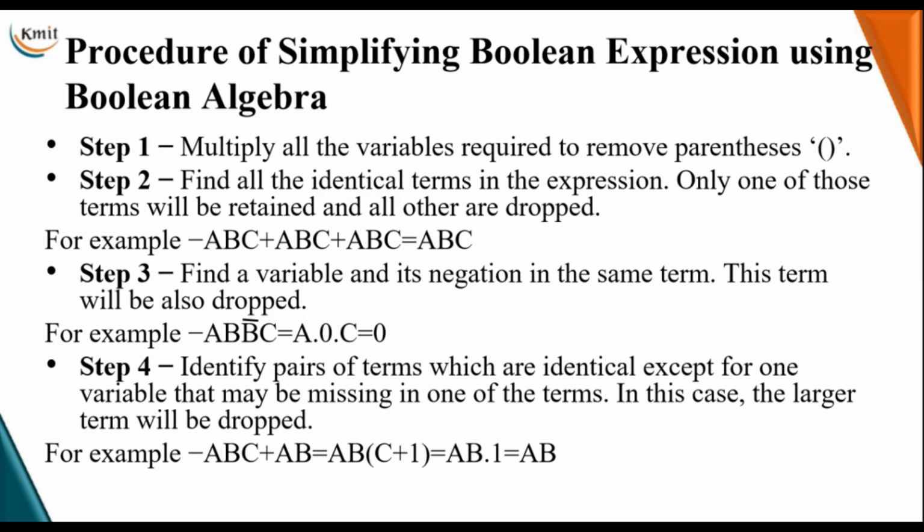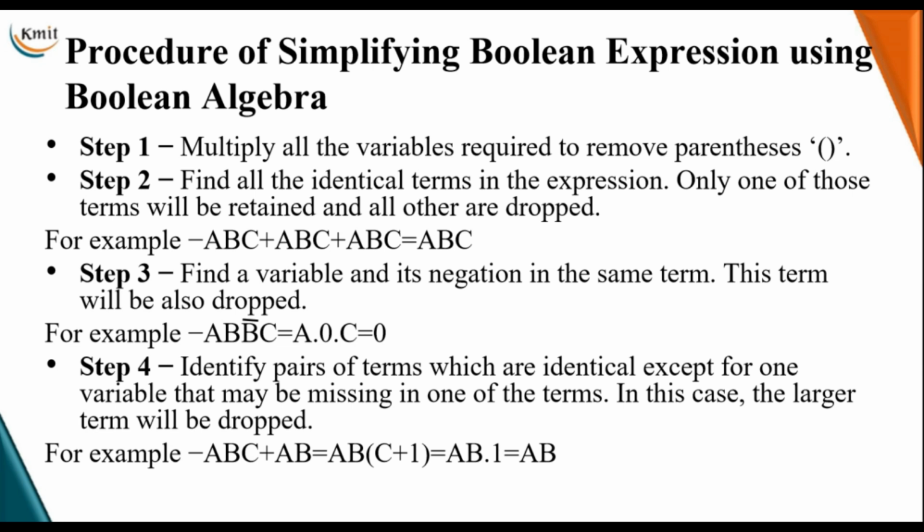Redundant terms must be discarded and we keep only one product term or one sum term. Step 3 is to find a variable and its negation in the same term. This term will be dropped with a 0. For example, I have a product term A and B and B bar and C. Always check for a variable which is ANDed with the complement of the same variable in a product term. Then it must be dropped with a 0. B and B bar, using the AND law, is replaced with a 0. A and 0 and 0 and C is equal to 0.